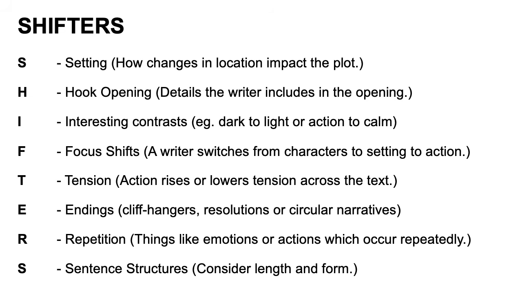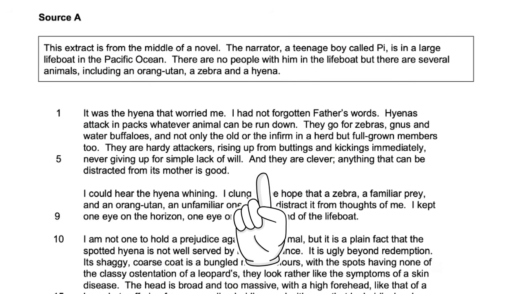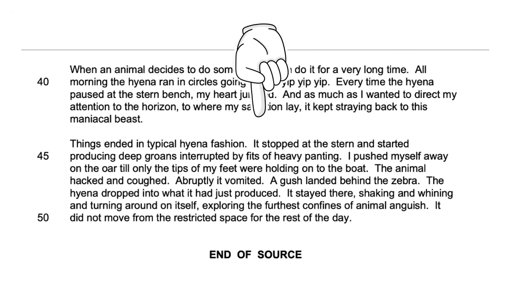R for repetition, things like emotions or actions which occur repeatedly. And S for sentence structures, where a writer uses longer, complex sentences to give key insights, or perhaps shorter, simple sentences to add drama or pace. The same as question 2, your first job is to annotate the extract for these features. I advise you to always select at least one quote from the opening and ending paragraph so you can analyse shifts in tone or perspective from the beginning to the end.